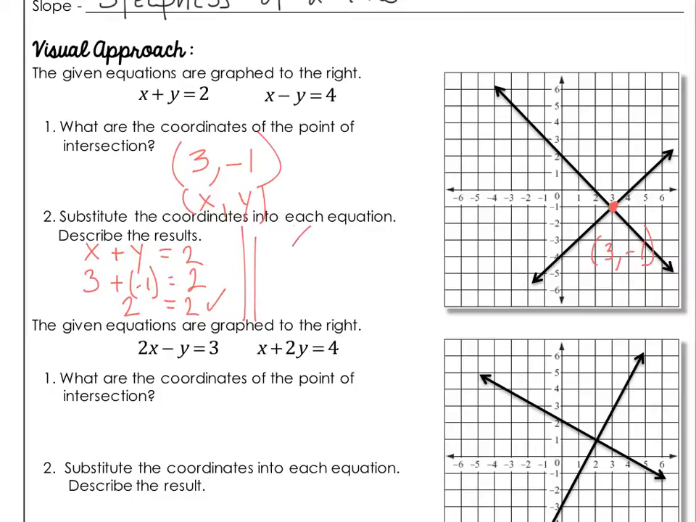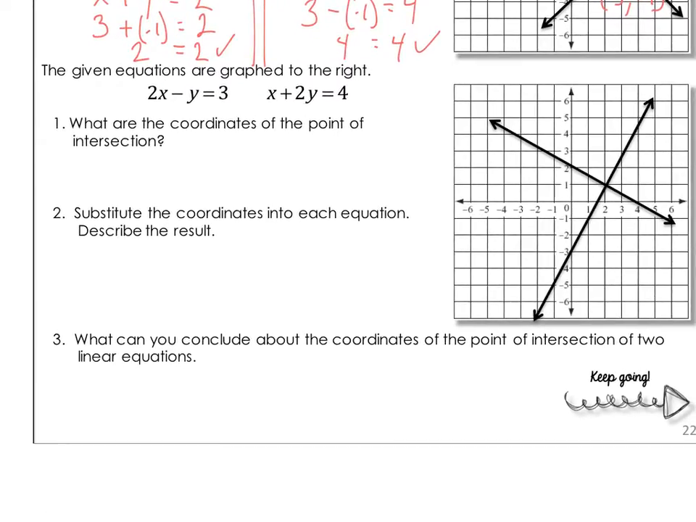Let's see if this works in the second equation. x minus y equals 4. Again, x is 3 minus y is -1. So 3 minus -1 is a double negative, the same as 3 plus 1, which is 4. Once again, 4 is equal to 4. So that's how I can check with a little bit of algebra that the ordered pair 3, -1 is indeed an answer.